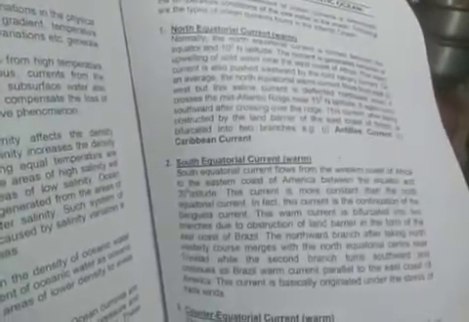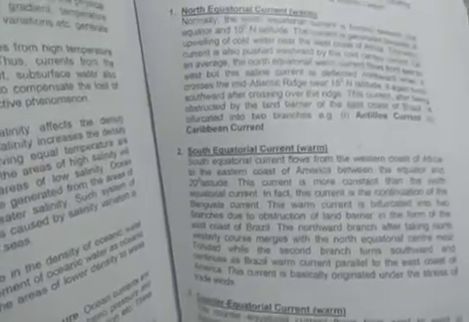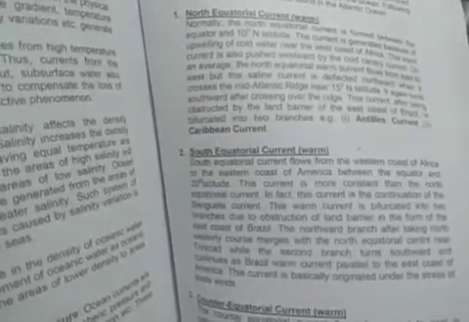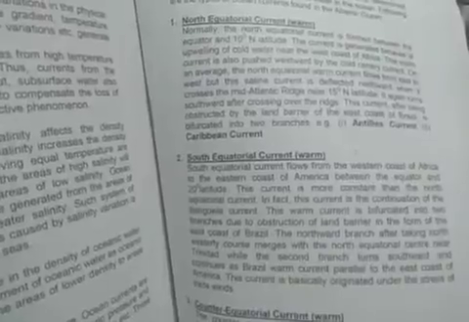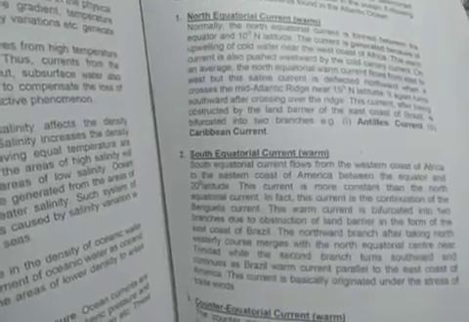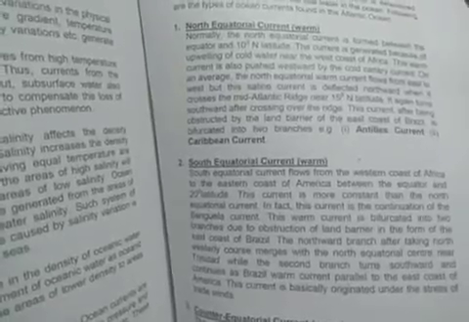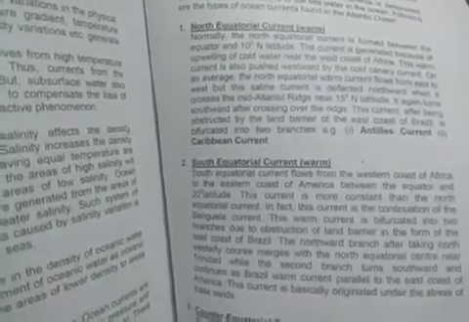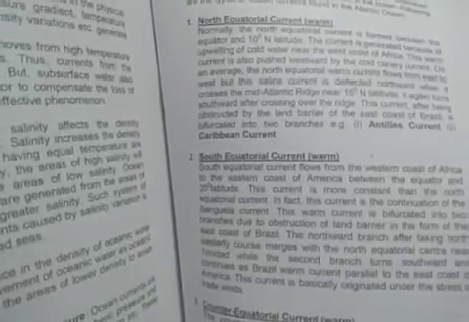The South Equatorial Current flows from the western coast of Africa to the eastern coast of America between the equator and 20-degree latitude. This current is more constant than the North Equatorial Current. In fact, this current is the continuation of the Venezuela current. This warm current is bifurcated into two branches due to obstruction of the land barrier.